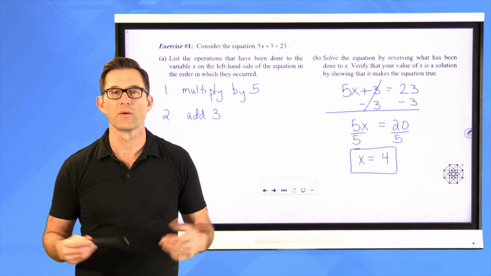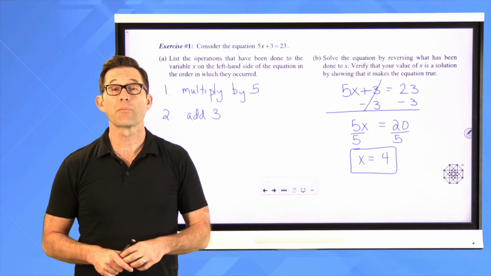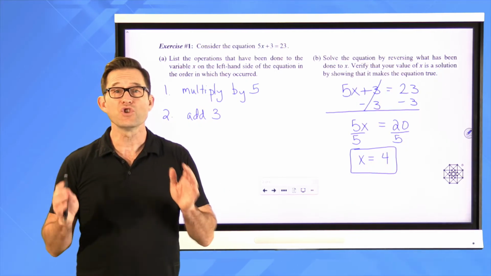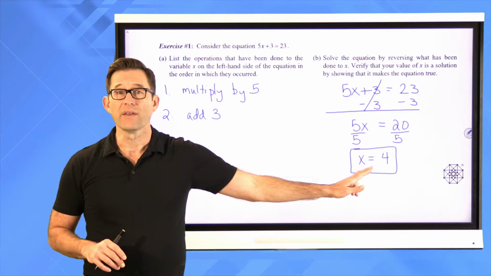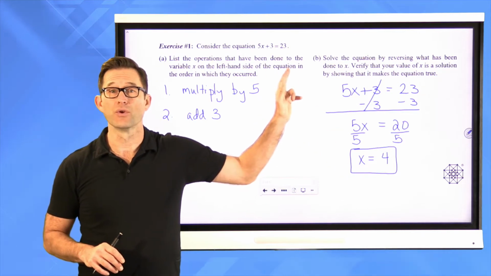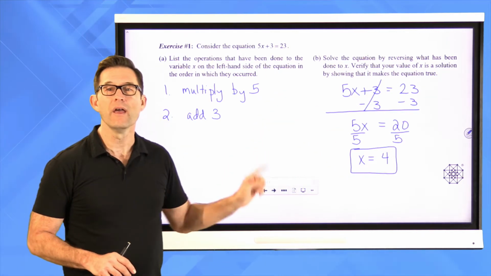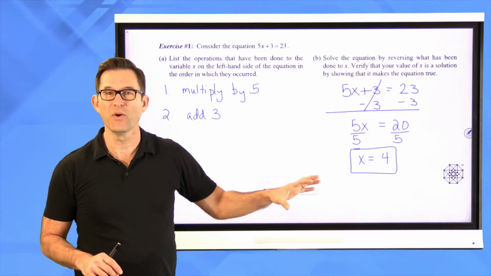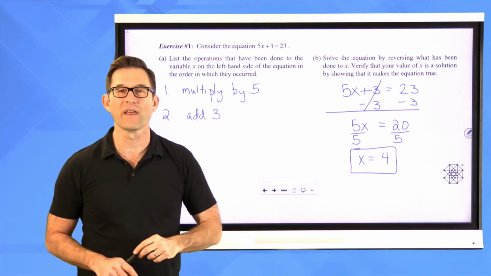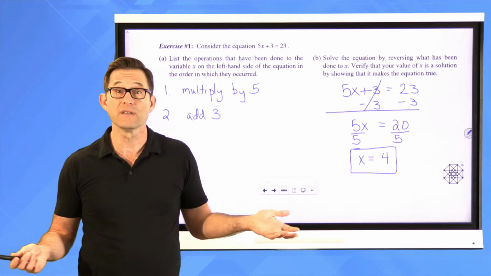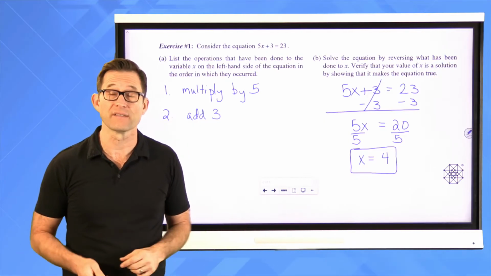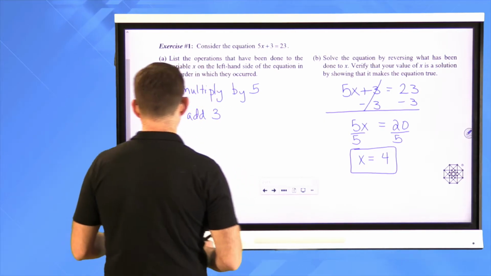In this case, we get the variable x all by itself. Now the problem also asked us to check to make sure that that value makes the original equation true. So I'm going to actually do that down here, because to actually check it, what I'm doing is I'm evaluating the expression on the left-hand side, and I'm seeing if it's equal to 23. It's basically that simple. So let's do that check real quick.